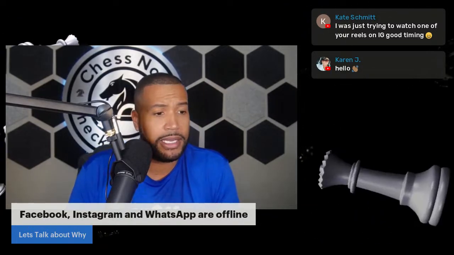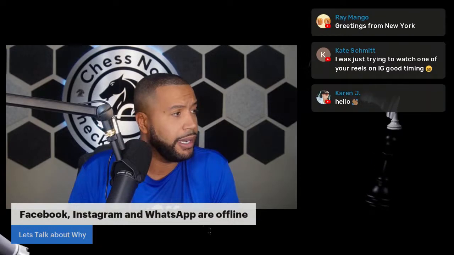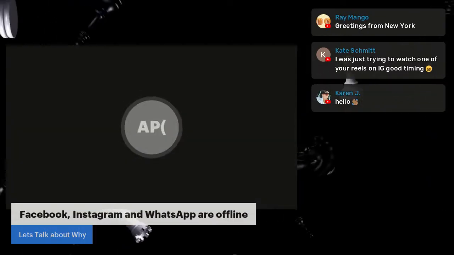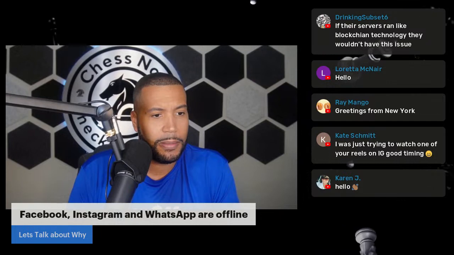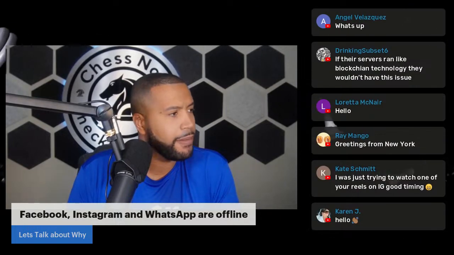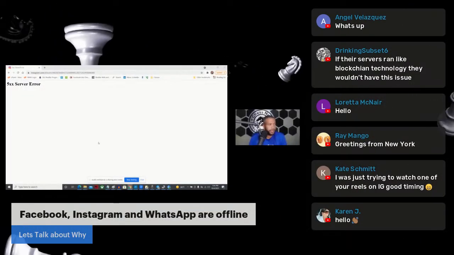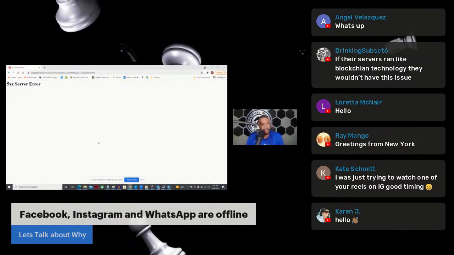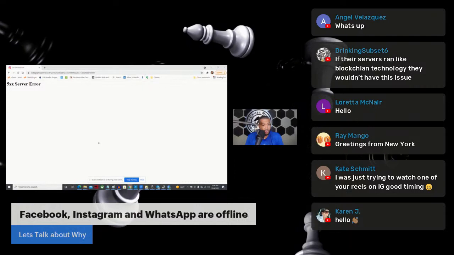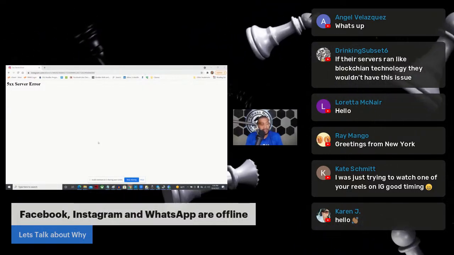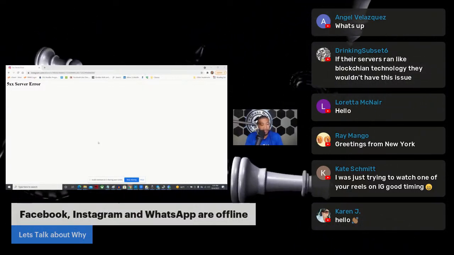If you go to Instagram right now, let's share it on the screen, because I want you guys to take a look at it. What we're going to see here is a pure 500 error. That's it. Let's take a look. Any software engineer, web developer, or web designer knows that you never want people to see this error. This is the worst error you could possibly show.